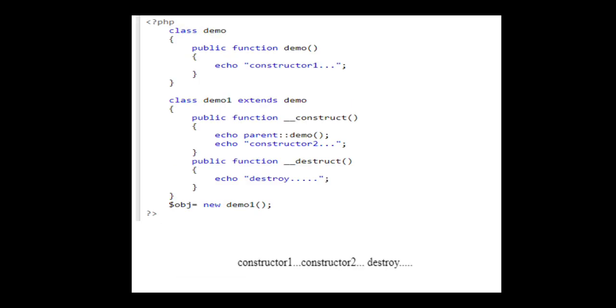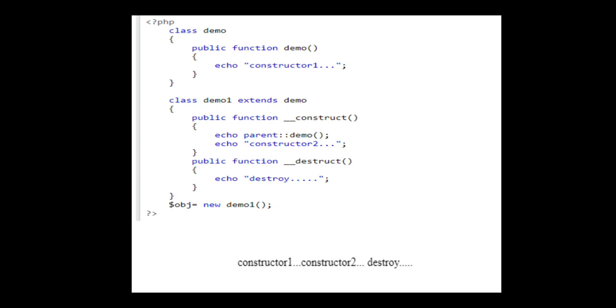You can see one example: PHP class demo, public function __construct, echo constructor 1. Then we have class demo1 extends demo. So it is extending the first class, that is demo. Public function __construct, echo parent::__construct, which accepts the value of the demo. Then echo constructor 2. Next, public function __destruct, it will display echo destroy.